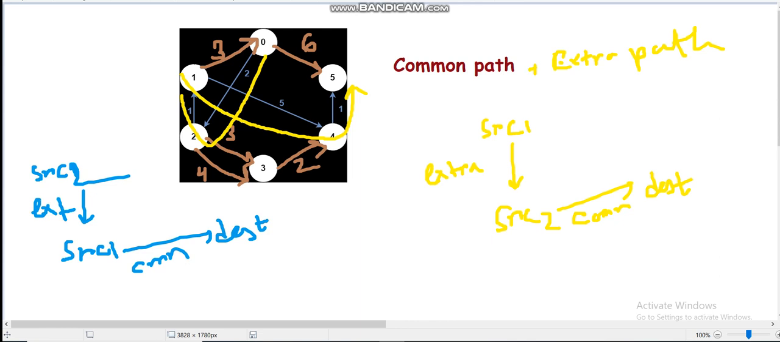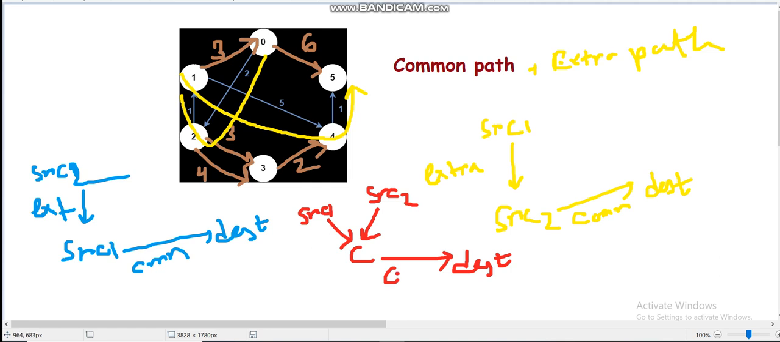There could be a third way also, where source 1 and source 2 go to some common vertex, let's say C. So source 1 goes to common vertex C, source 2 also goes to common vertex C, and C goes to our destination vertex. This could be another way out. So this is the common path, this is extra 1, and this is extra 2. So our answer will be E1 plus E2 plus common.